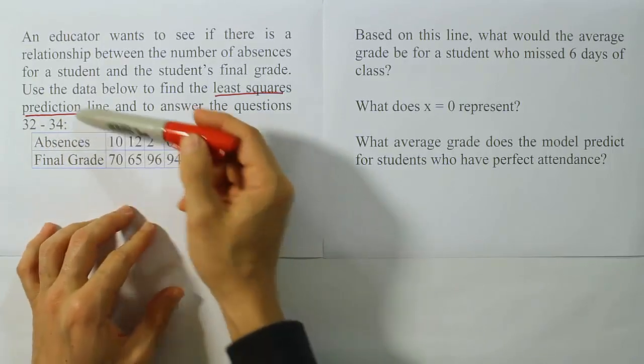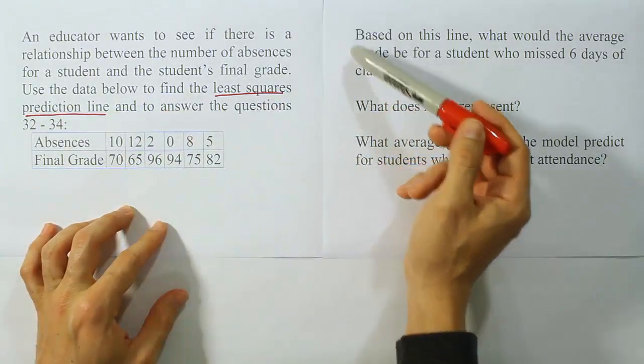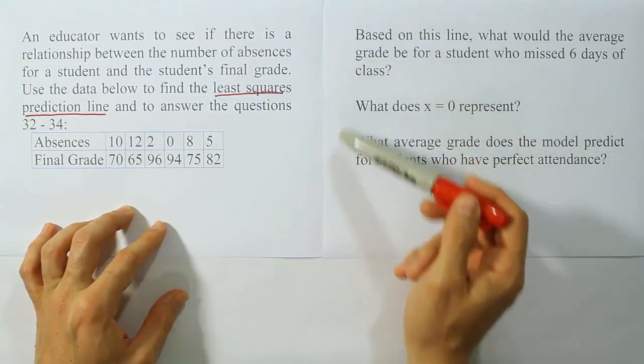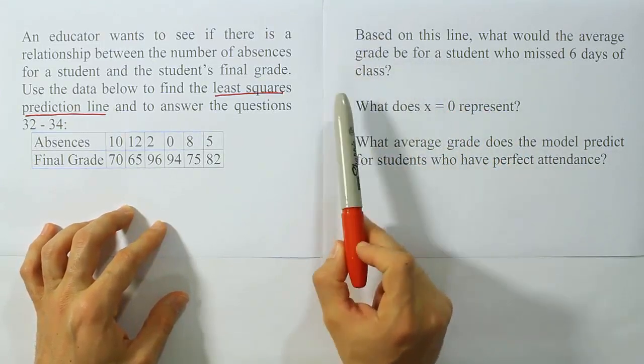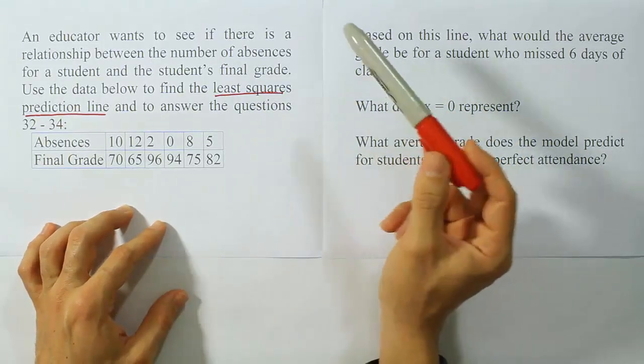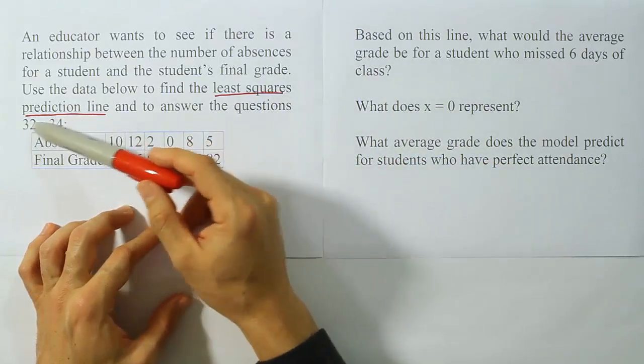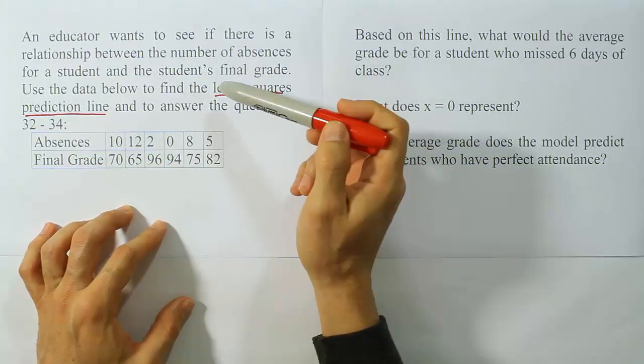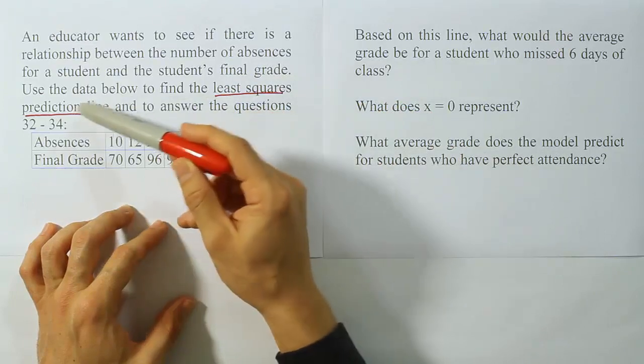These numbers here, because I used to have these numbers in the online post, so this would have been question 32, question 33, question 34. So we're going to answer these three questions at the end. Don't worry about the numbering here. The problem asks us, though, to find the least squares prediction line.